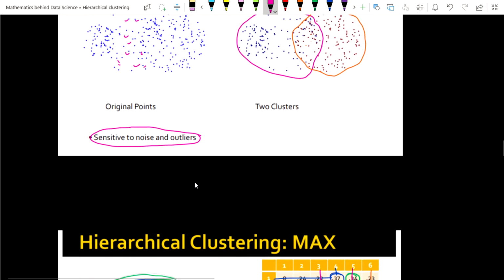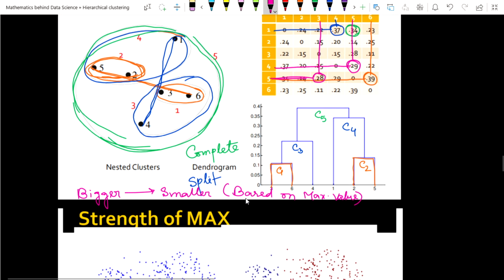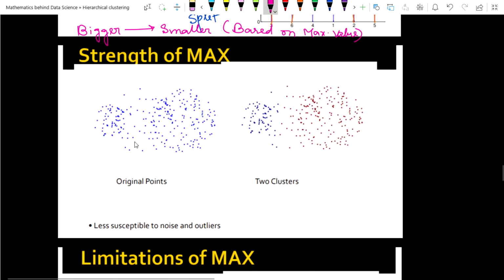Here the concept for maximum is going from bigger to smaller, based on the maximum value. This is the main concept behind this method. The strength is that it is less susceptible to noise as well as outliers.